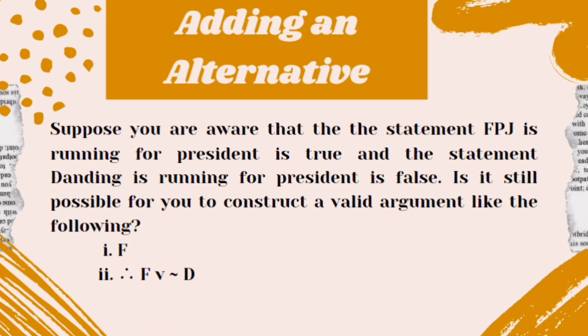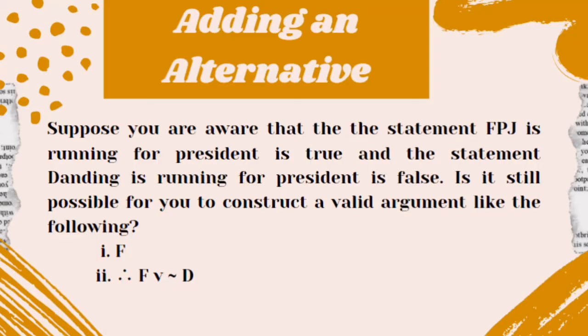Adding an alternative. Suppose you are aware that the statement FPJ is running for president is true. Furthermore, you are aware that the statement Danding is running for president is false. Is it still possible for you to construct a valid argument like the following? Premise 1. FPJ is running for president. Conclusion. Therefore, either FPJ is running for president or Danding is not running for president.